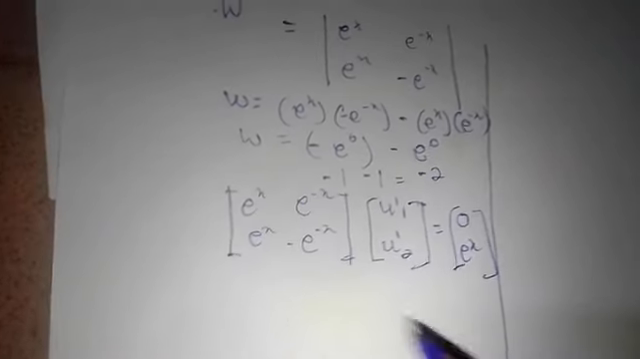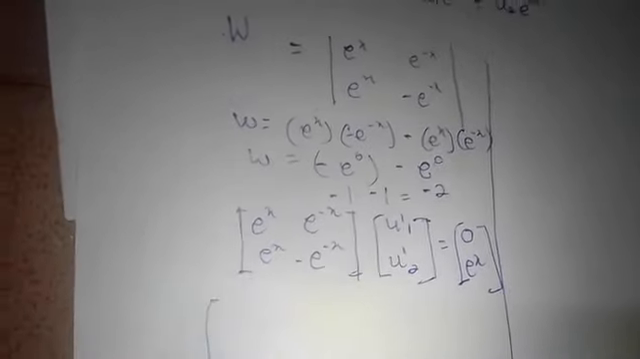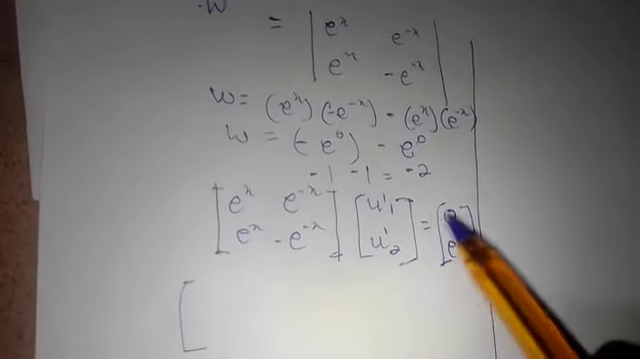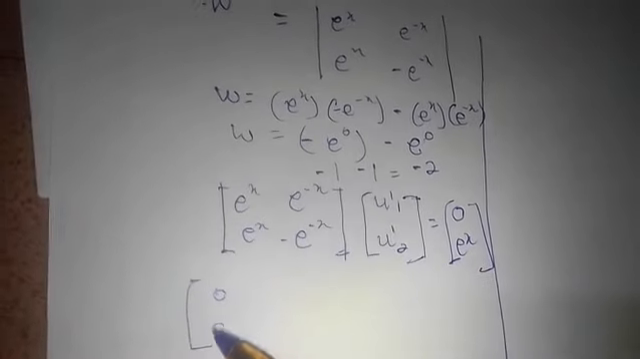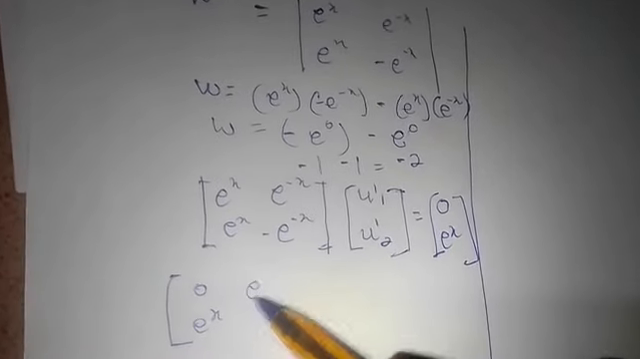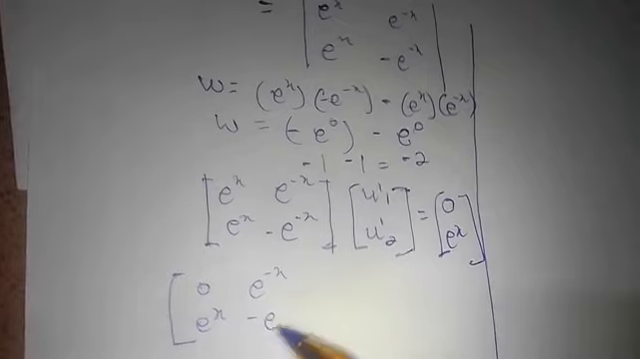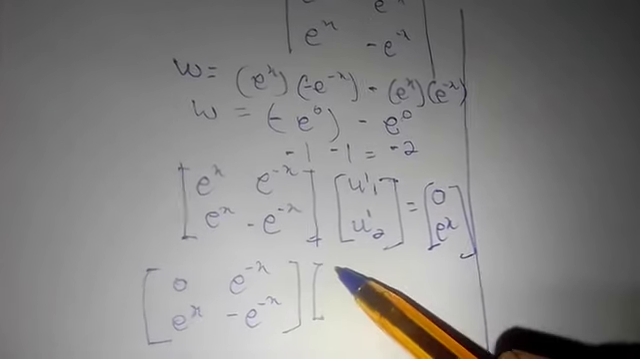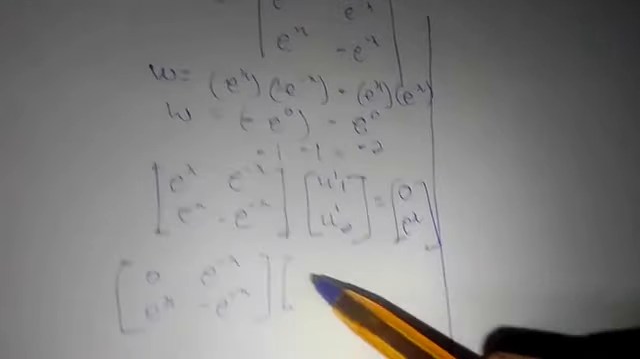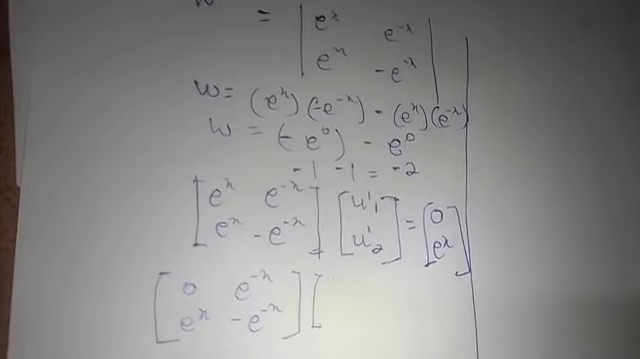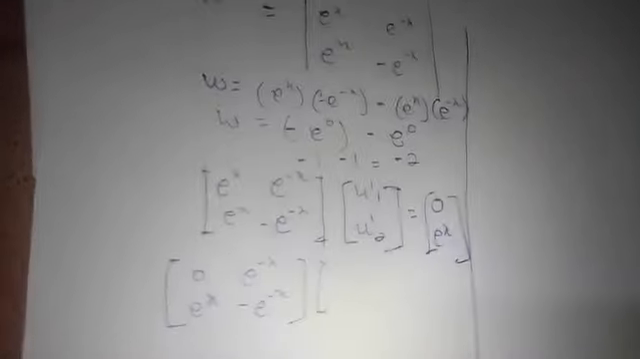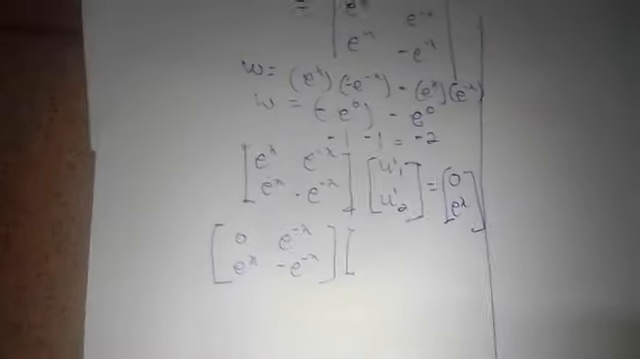Applying Cramer's rule, for u prime 1, I'm going to remove this column and put in 0, e to the power x, then here e to the power negative x, minus e to the power negative x, like this. For Cramer's rule, we are going to find the determinant of what you have got here. So let me rewrite it all so that you see it.